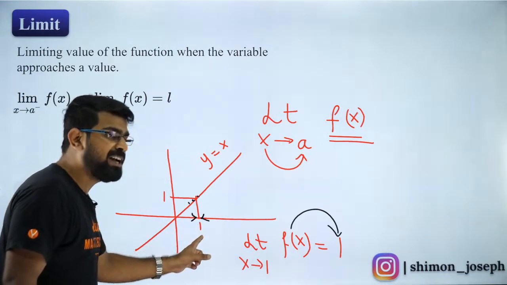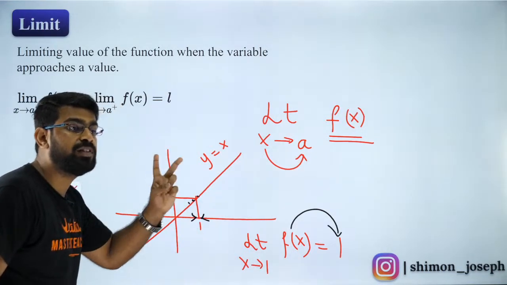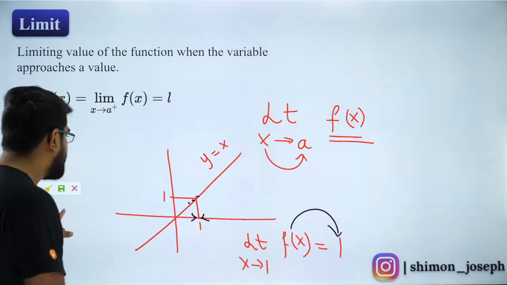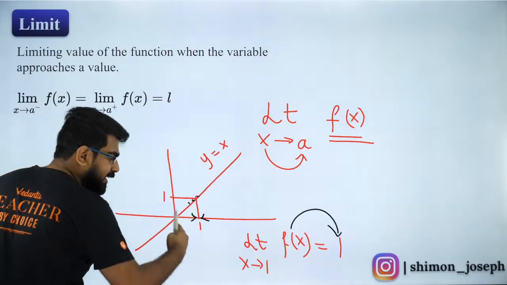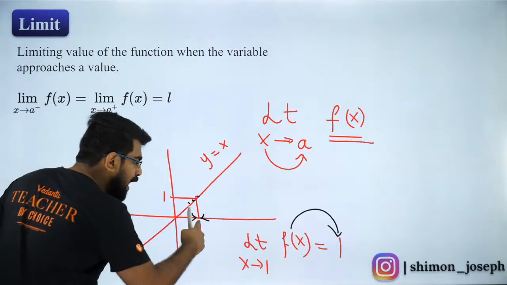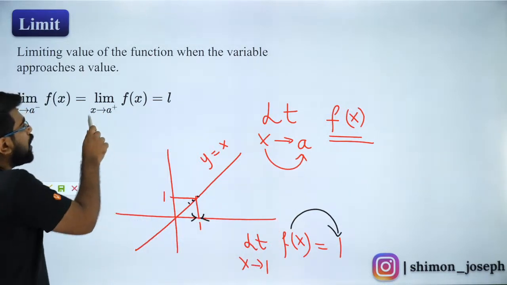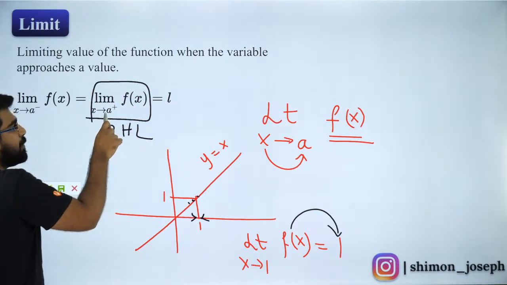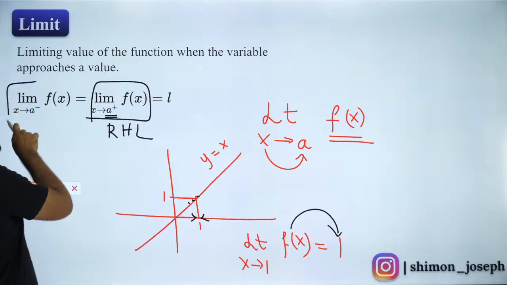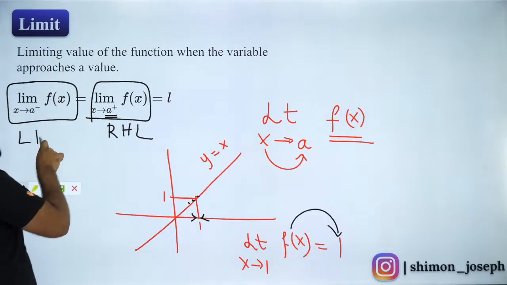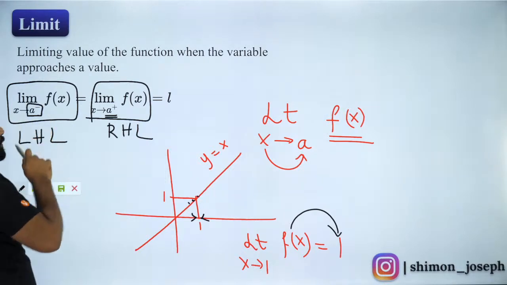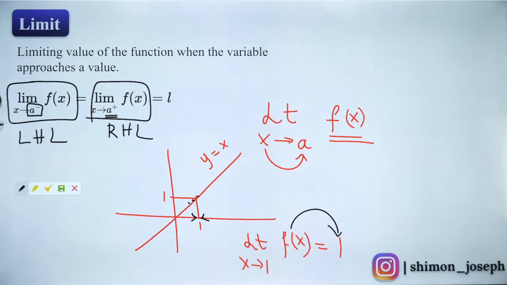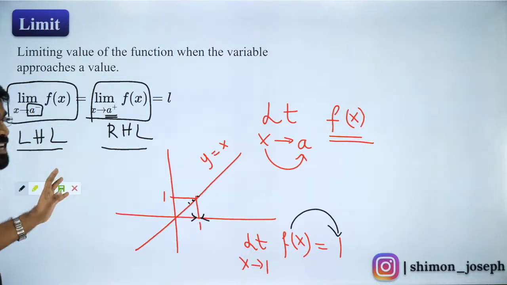Now to approach 1, I can approach from both sides. What are the both sides? I can come towards 1 from my left hand side, or I can come to 1 from my right hand side. So if I come to 1 from the right hand side, that is what we call right hand limit, and if I come to 1 from the left hand side, this is what I call my left hand limit. So there are two important quantities, your LHL, which is your left hand limit, and your RHL, which is your right hand limit.